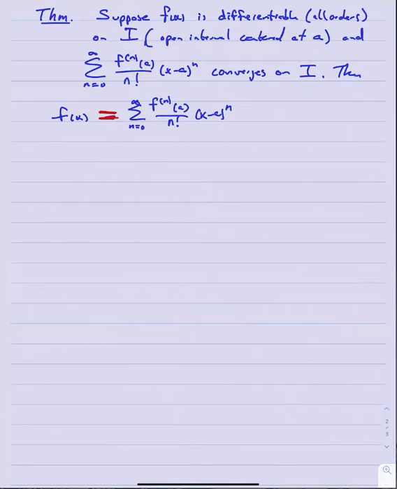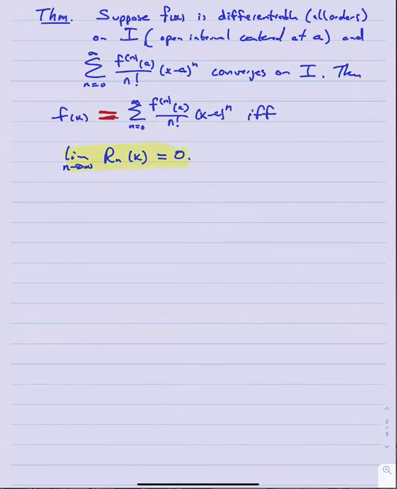I mean the power series actually converges to the value f of x. This will happen if and only if the limit as n goes to infinity of that remainder, or tail of the series we talked about, is 0. And I'm not going to prove this theorem here. It's quite intricate, but suffice it to say this seems reasonable.